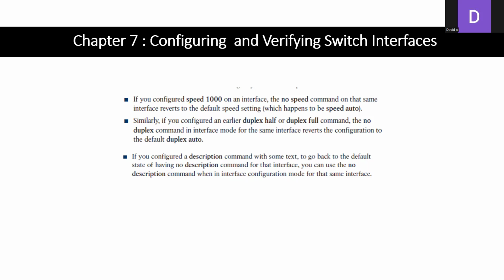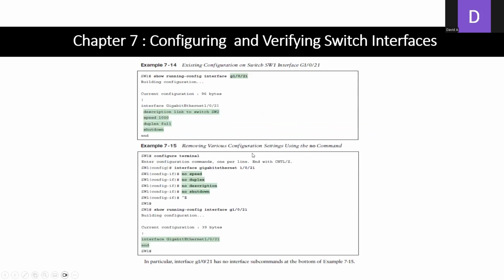If I want to configure the speed, I configure the speed. If I want to remove the manual configuration of the speed, I just say no speed. Okay. That's going to revert it back to the default setting, which is speed auto. Same thing for duplex. If I say no duplex, the configuration is going to revert it back to its default setting, which is duplex auto. Okay.